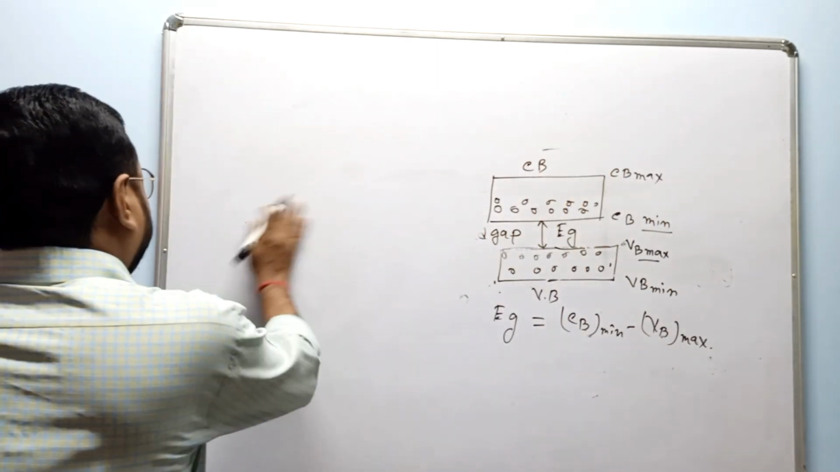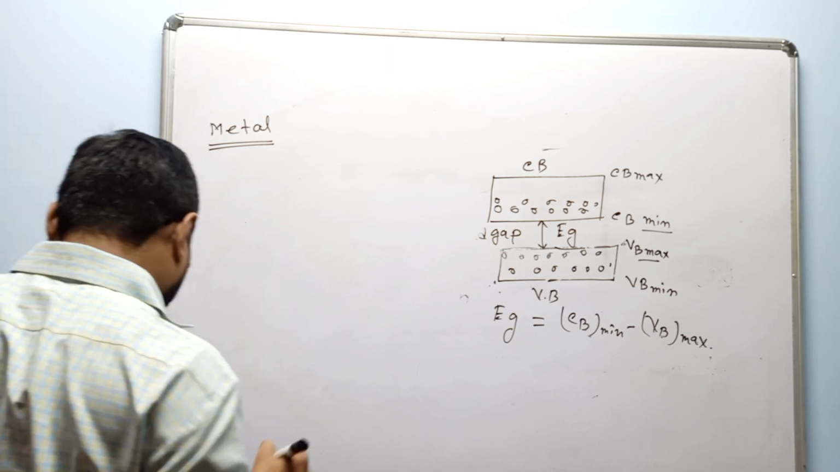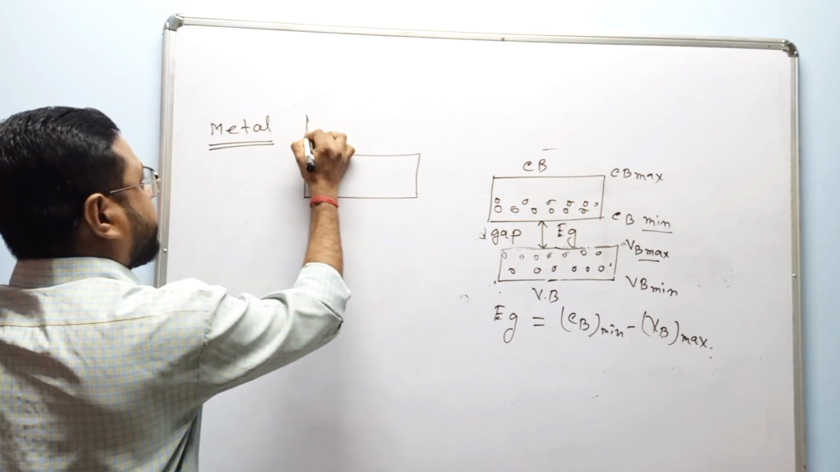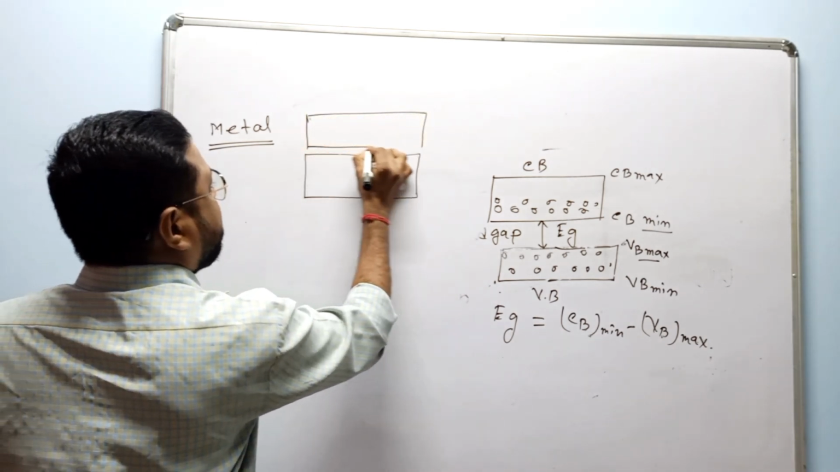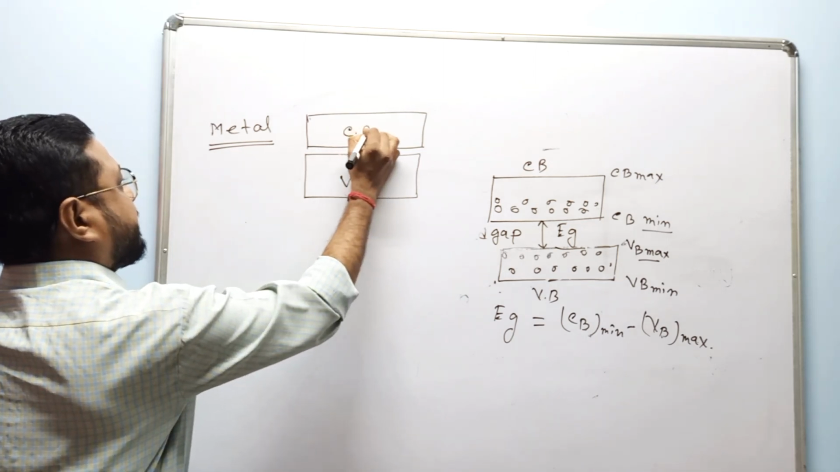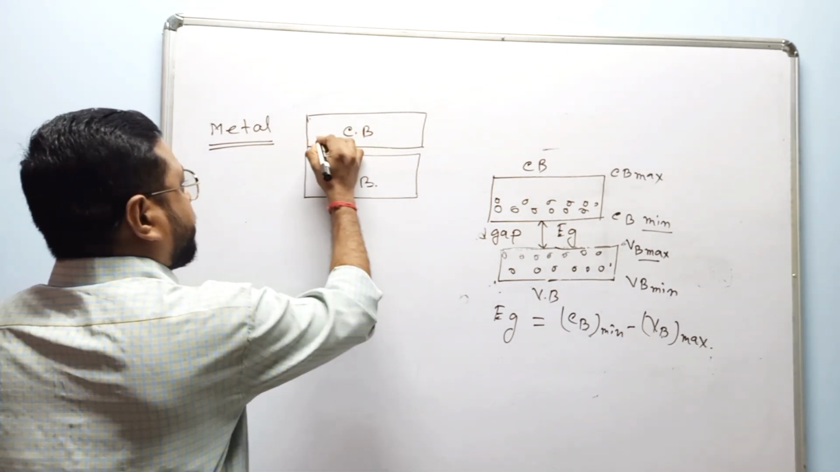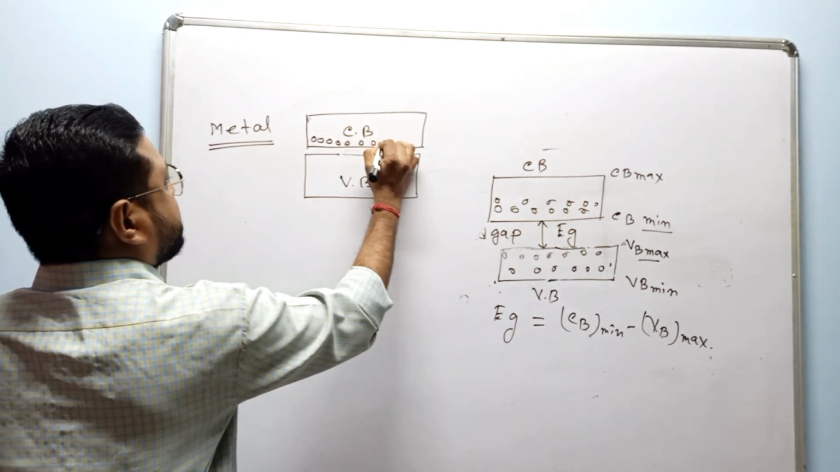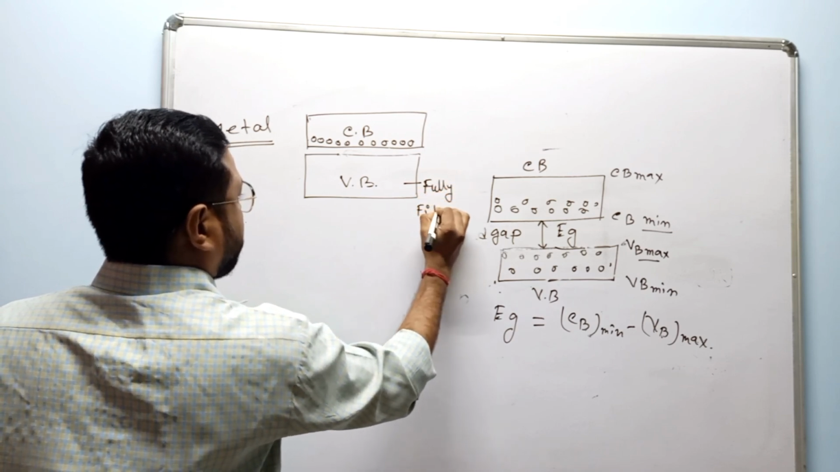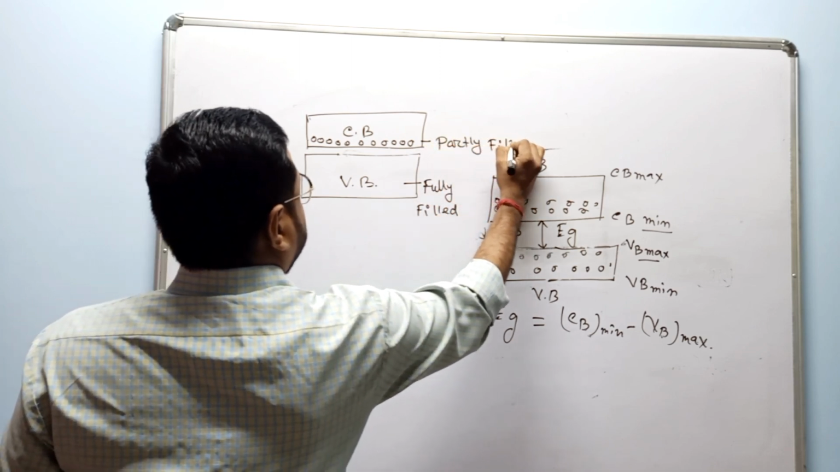If there is no electron in the conduction band, no current will flow. So for metal there are two possibilities. Number one, valence band and conduction band are separated by a very small energy gap, and the conduction band is partly filled. The valence band is fully filled and the conduction band is partly filled.